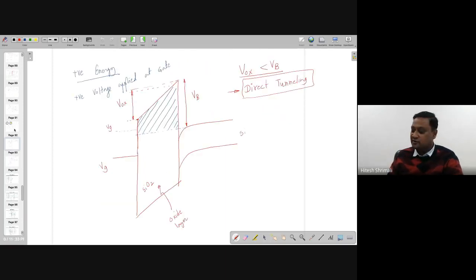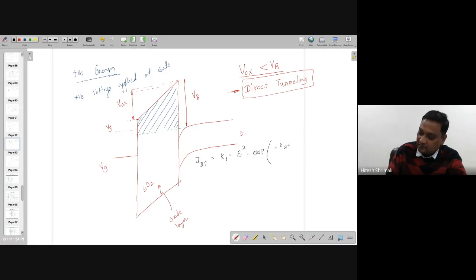Note that there are two different equations also available. I borrowed them from the device book. Generally, if you understand, they write in terms of the current density. So if I'm writing the current density in the case of direct tunneling, it looks like this one. This is the equation for direct tunneling. I am not going into detail on how it's derived. It's derived with the trapezoidal approximation, and you can look at that if you want.